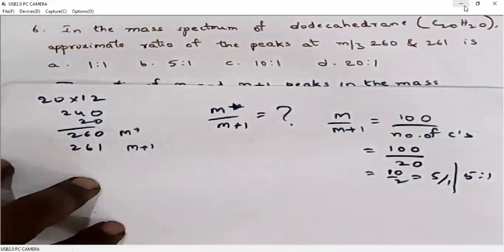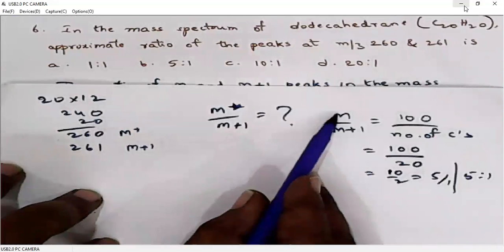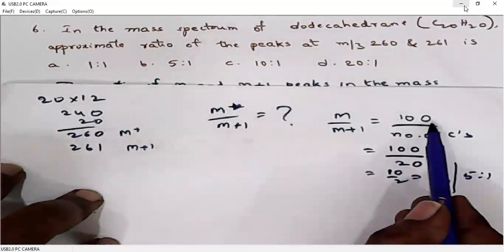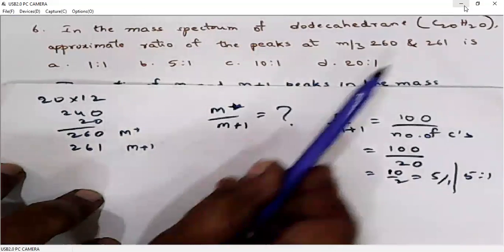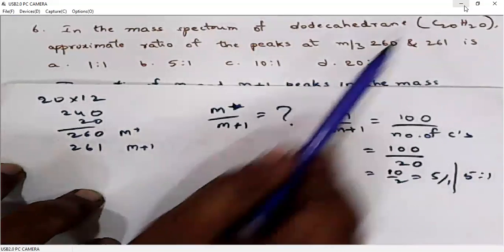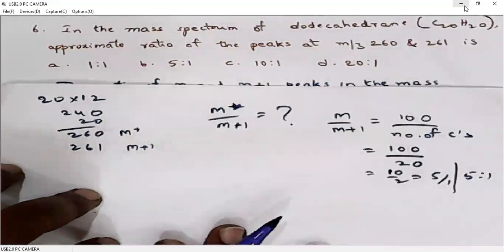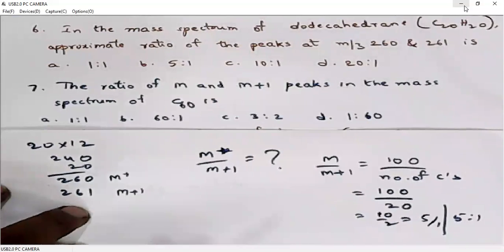See how simple it is. If you are asked to find out the ratio of M by M plus 1 peak intensities, it is a very simple problem. Just take this formula: 100 by number of carbons. If you know the number of carbons in the compound, you can easily identify the ratio of the M and M plus 1 peaks. For example, look at this problem.